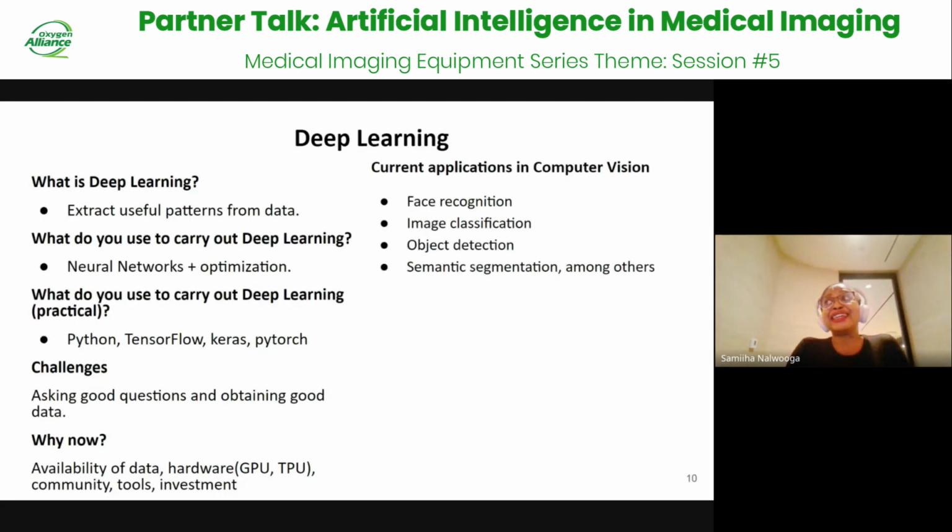So what is deep learning? Deep learning is the ability to extract useful patterns from data. And how do you extract those patterns? We use algorithms called neural networks.